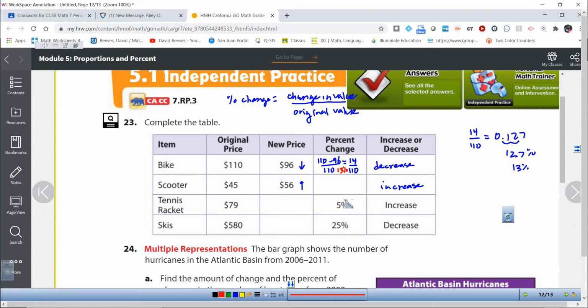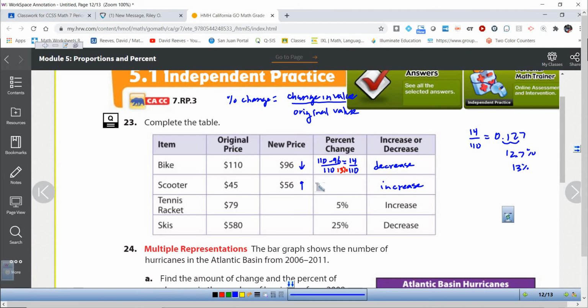It went down, not up. I do not know what I was thinking when I did 114. Again, I apologize. It's the change over the original value. 14 was the change, not 114. 14 over 110 is 13%. Okay?